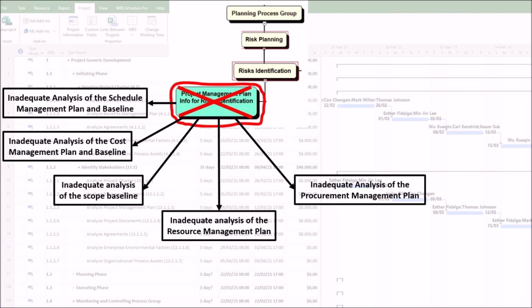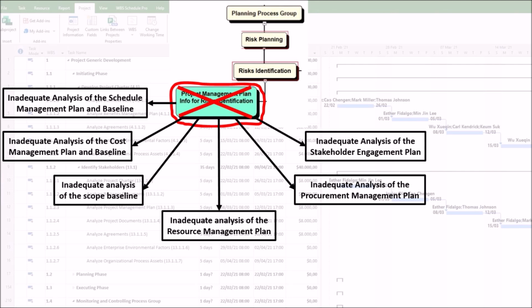5. Inadequate analysis of the procurement management plan. If you ignore critical risks related to suppliers and the supply chain, the team may fail to identify that we rely exclusively on a single supplier for an essential component, and that supplier has a history of financial instability, or that the contract with the cloud provider has inadequate penalties in the SLA for downtime.